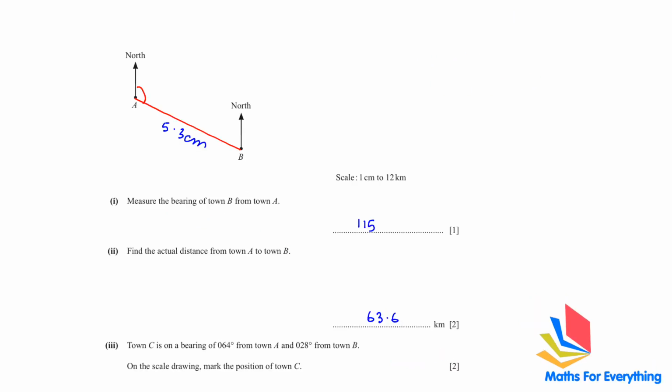Using a protractor from A, mark 64 degrees here, and from B, 28 degrees. That will be somewhere here. Now we are going to join the two, the line with A and the B angle. So your town C is going to be here at this point. Just to be clear, this part here is 64 and this angle here is 28.